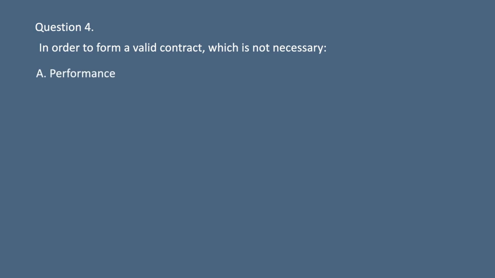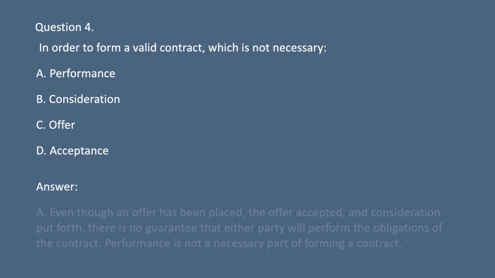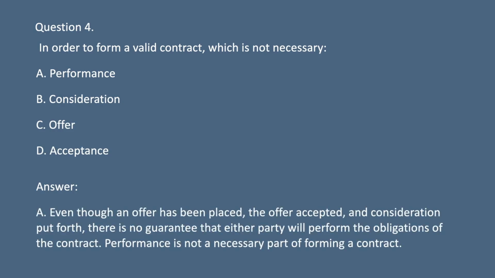Question 4. In order to form a valid contract, which is not necessary? A. Performance. B. Consideration. C. Offer. D. Acceptance. Answer: A. Even though an offer has been placed, the offer accepted, and consideration put forth, there is no guarantee that either party will perform the obligations of the contract. Performance is not a necessary part of forming a contract.